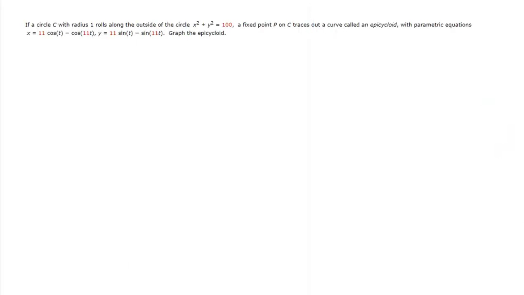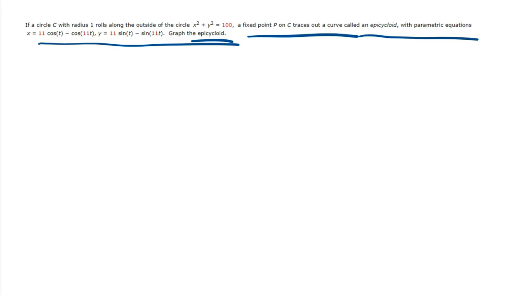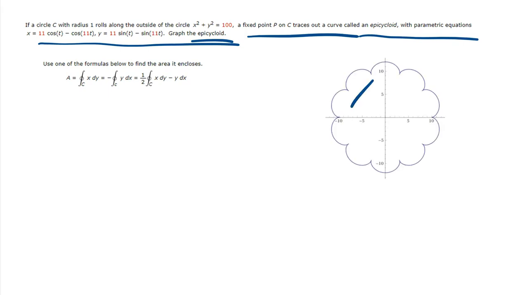It says, I'll let you study what all this is here. I just want to do the actual problem. Fixed point P traces out a curve called an epicycloid. Graph the epicycloid. Okay, so once you're done graphing it, what it says next to do is, let me look at my other screen. It says use one of these formulas to find the area that it encloses. So what they're asking us to do is find the area inside of this thing, all right?